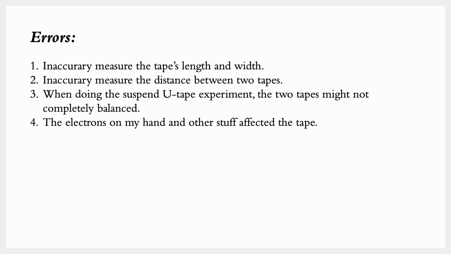Next, I will talk about some errors. In this lab, we probably encountered some errors. First, inaccurate measurement of the tape's length and width. Second, inaccurate measurement of the distance between two tapes. Third, when doing the suspended U-tape experiment, the two tapes might not have been completely balanced. Last, the electrons on my hand and other objects could possibly affect the tape.